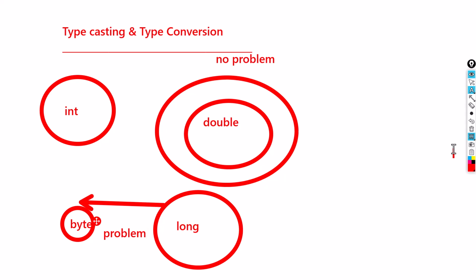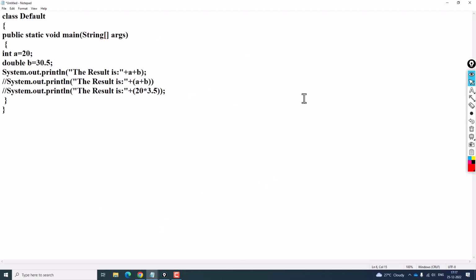Let us see what problems are caused practically. We will see one by one. Let us see an example. Here we have declared an integer variable a equal to 20, and we have declared a double variable b equal to 30.5.